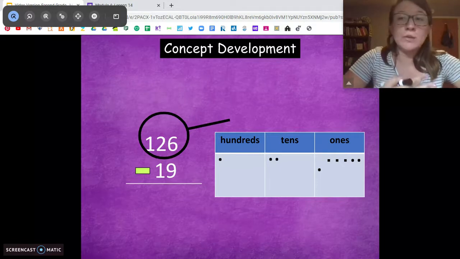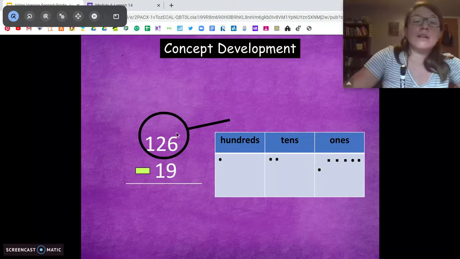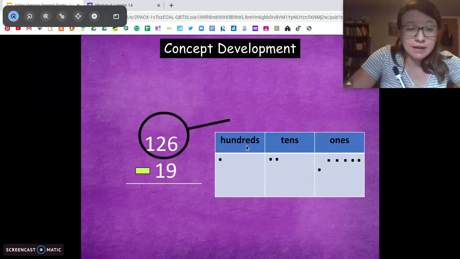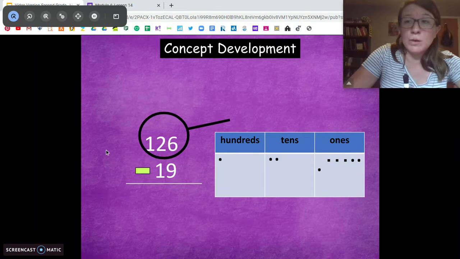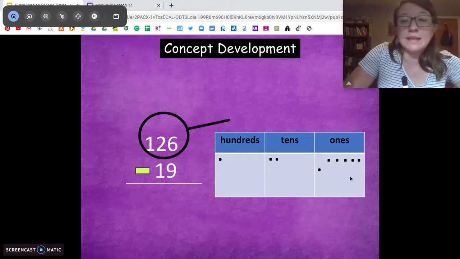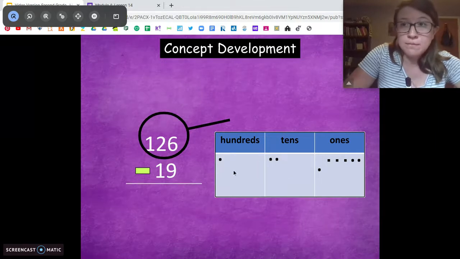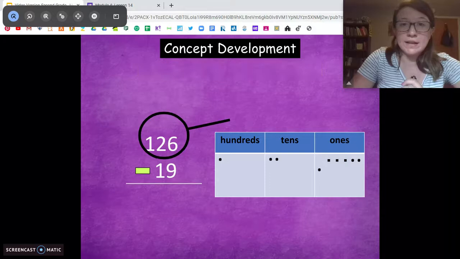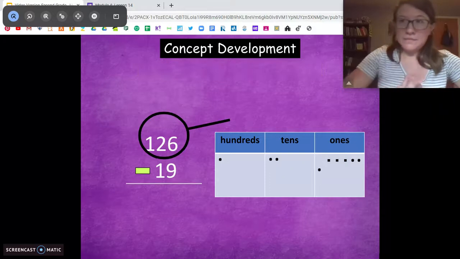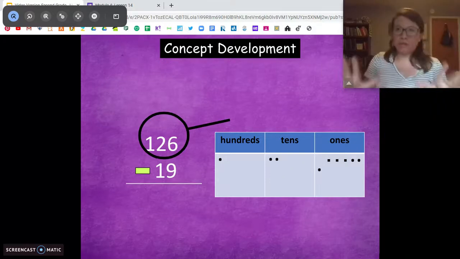Now, when you do the drawing, you're going to need to add an extra column. You're going to need to add your hundreds column because this one has 126. So make sure you have that hundreds column in there. Okay, so pause the video, go ahead and set your paper up, and we'll be good to go. We'll walk through it together.